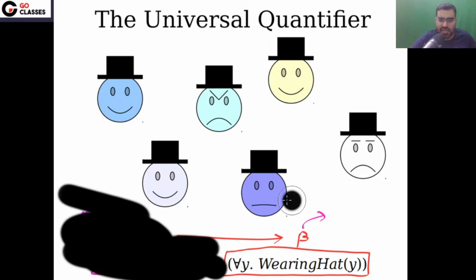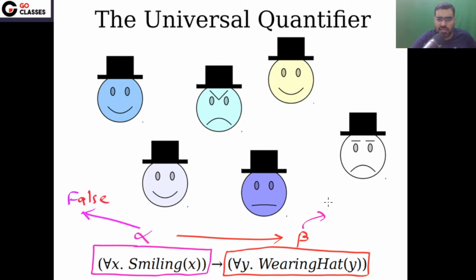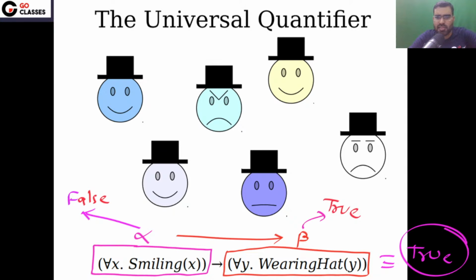This beta is saying that for every value of y in the domain of y, it is wearing a hat. Yes, this is true. So you can notice, false implies true. Ultimately, that is true. So this statement is basically true. Is this clear to everyone? Please tell me. This point you have to understand.